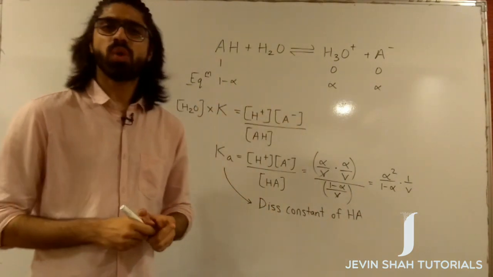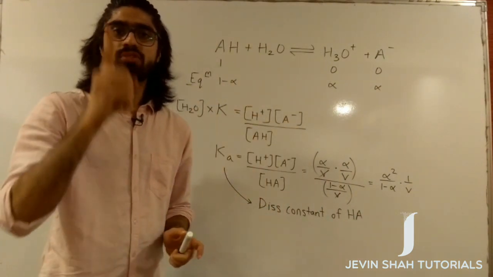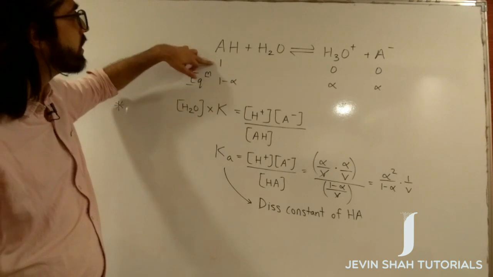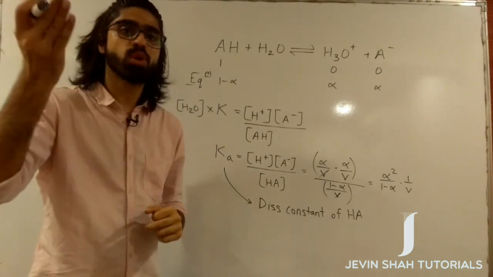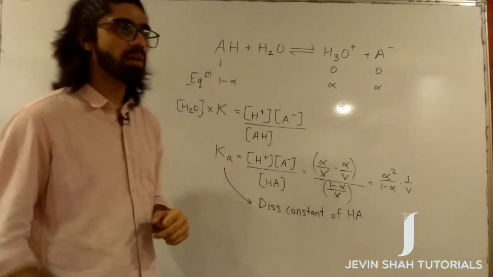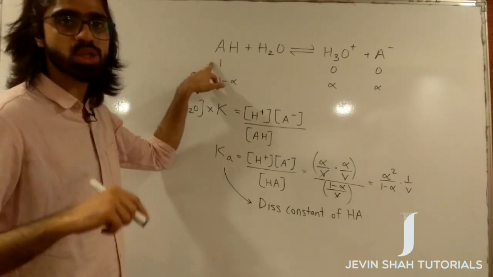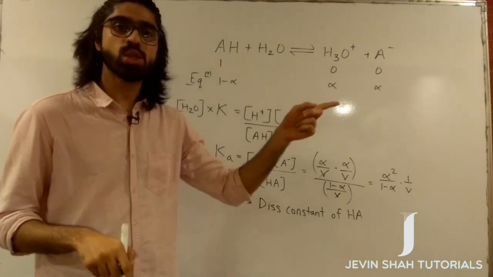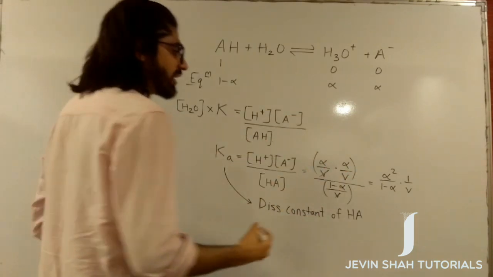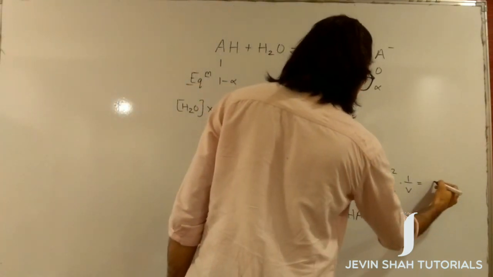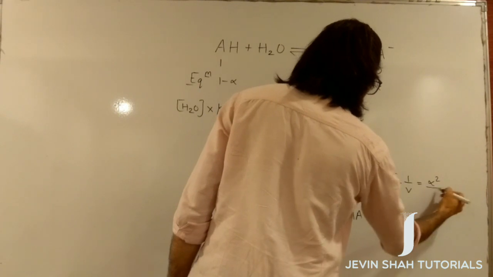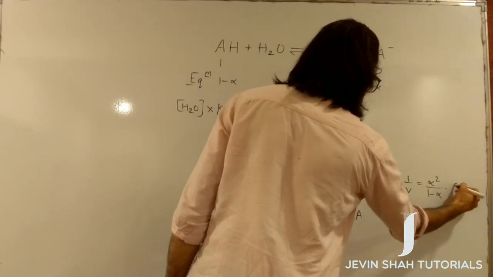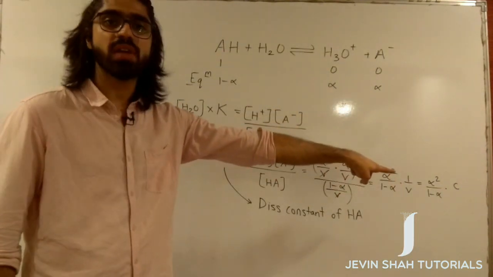Now what is that 1 upon V? You had taken 1 mole of HA with you initially, and concentration is number of moles per unit volume, but number of moles is 1. That is what you had initially taken. So concentration is 1 upon V. So the concentration of HA is 1 upon V, and that is why I can replace that 1 upon V with C. So I get alpha square upon 1 minus alpha the whole into C, and that is the final formula that you need to remember.